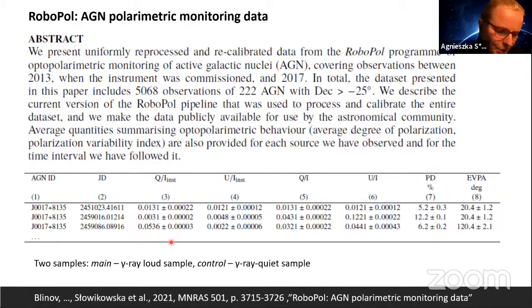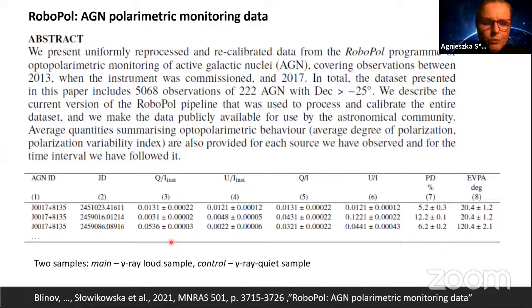And there will be 2 more papers coming from this data regarding the statistics and the behavior of the position angle of the electric vector during the time when Fermi, for example, was observing the flaring activity in blazars.